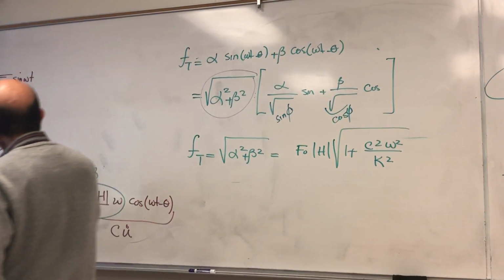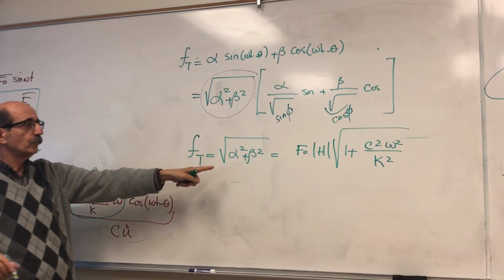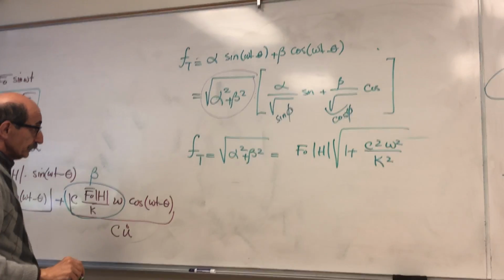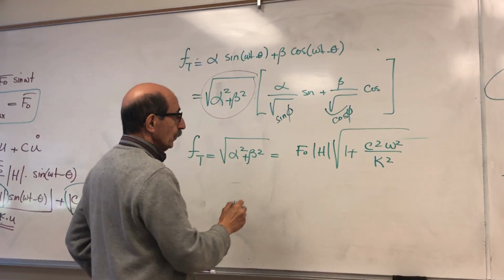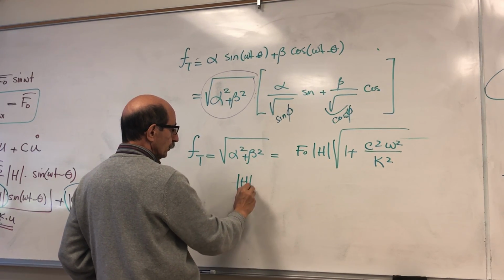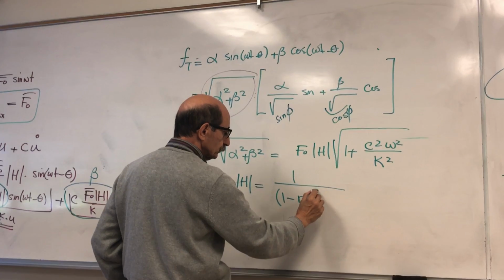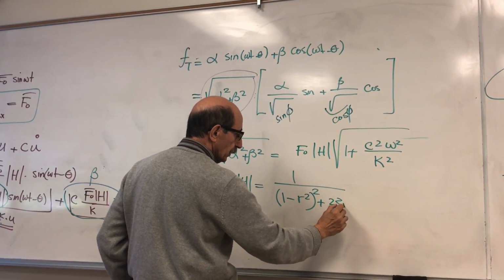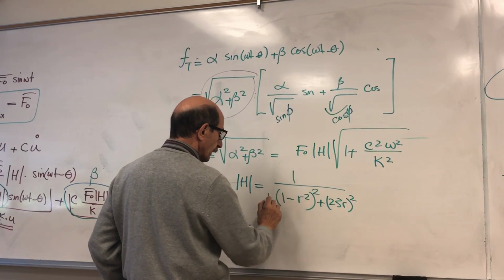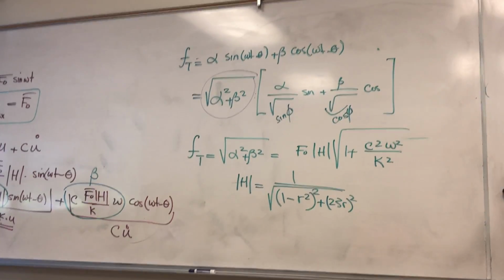So this is the maximum force transmitted, and we want to compare it with the maximum force input. If you substitute for H, of course, H is 1 over the square root of 1 minus r squared, squared, plus 2 zeta r, squared, right? So we have that. So let's look at this other term.